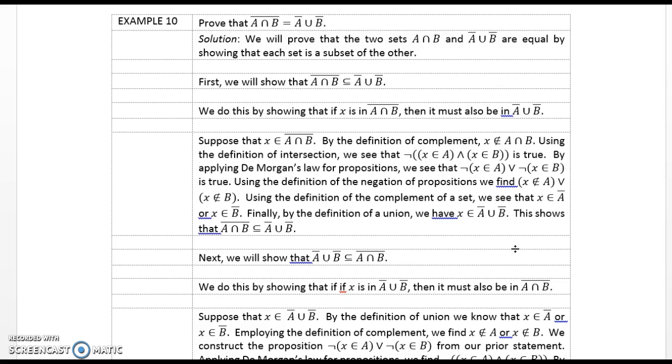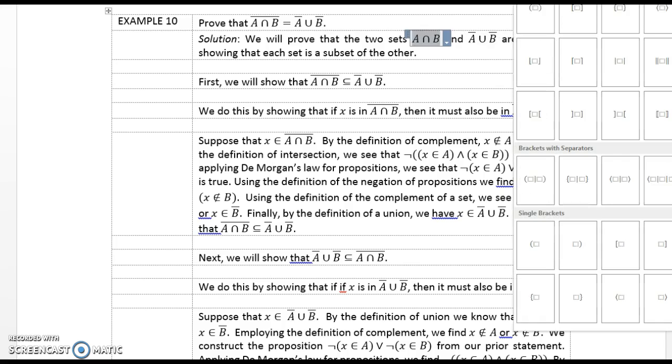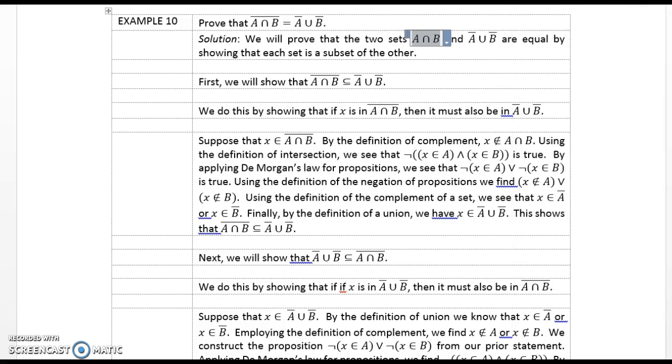Example 10. Prove that the complement of the intersection of A and B is equal to the union of the complements of A and B. Solution: we will prove that the complement of the intersection and the union of the complements are equal by showing that each set is a subset of the other.